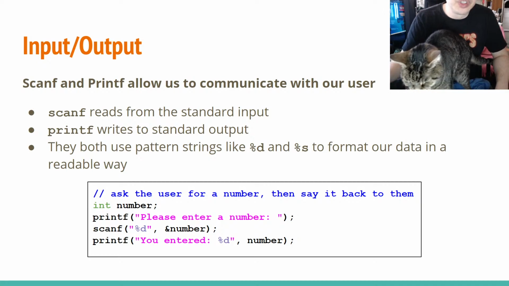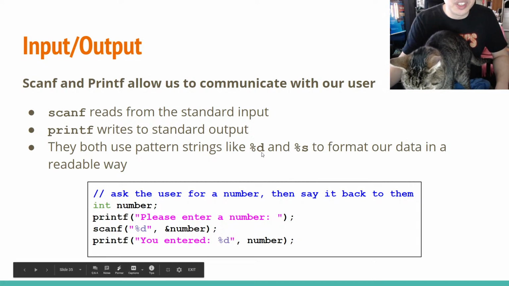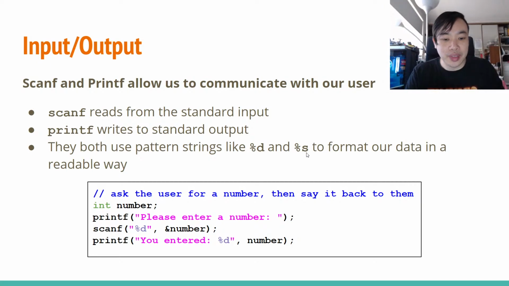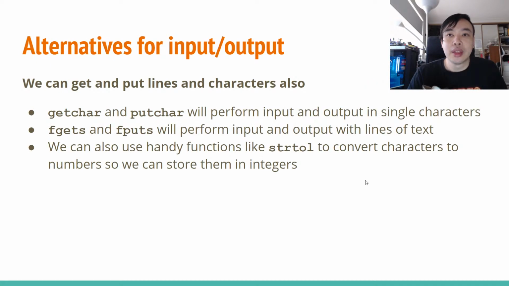So both of them use these pattern strings. There's %d, there's %lf that we've seen, %s for other things as well. All of those allow us to format our inputs and outputs in particular ways. There are other functions that we use for input and output. Getchar and putchar are for single characters. Fgets and fputs will work for entire lines. Hopefully you've seen enough of these and printf and scanf to know that sometimes they're interchangeable. Sometimes you want to be more careful with things.